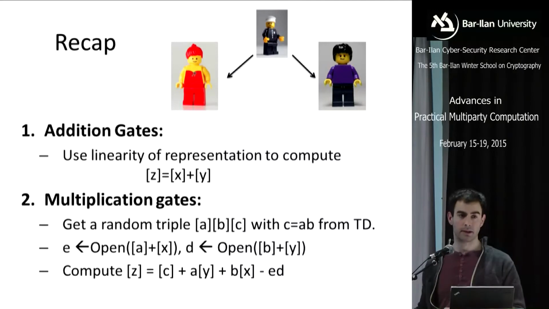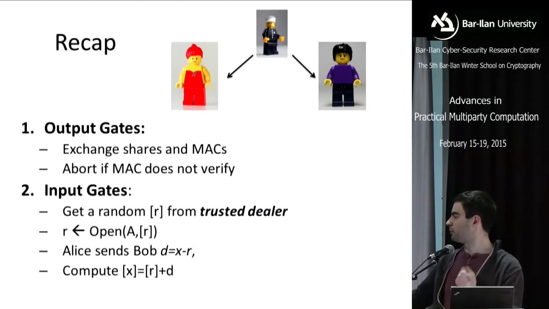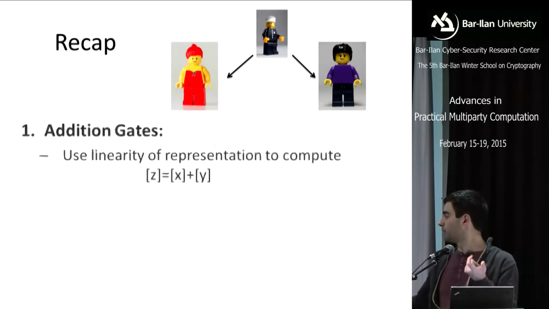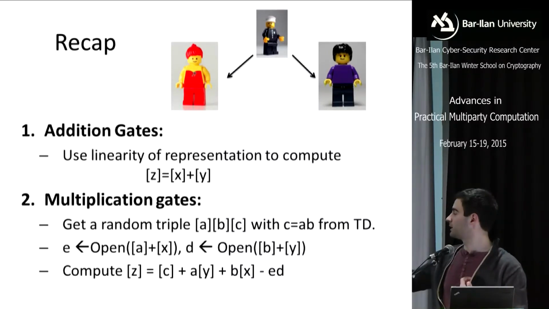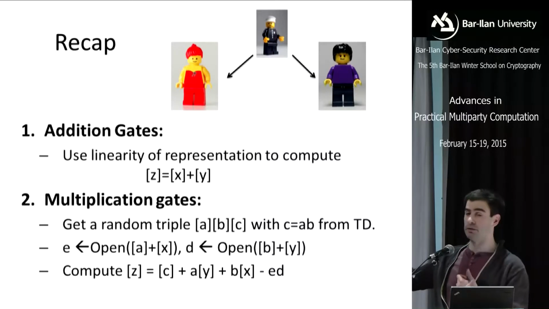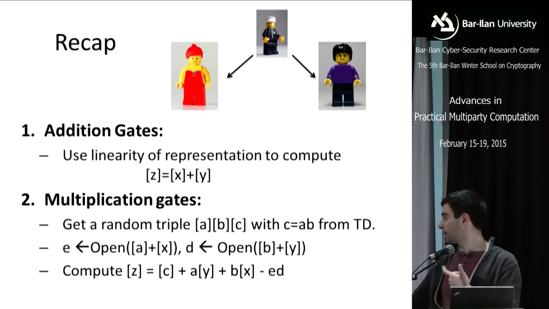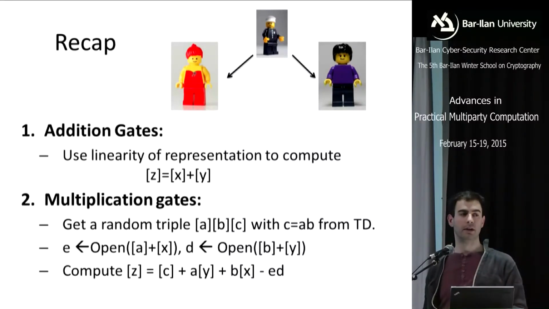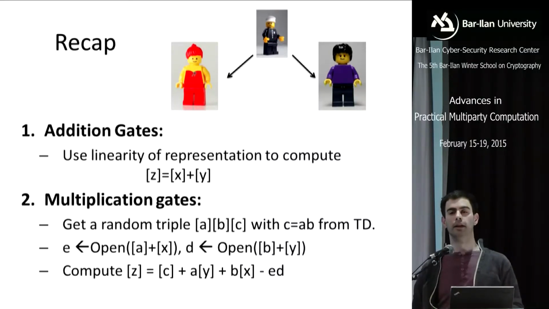So the question is, how many MACs do I need? So for each input gate, you need one random value with a MAC. And for each multiplication gate, you need a multiplication triple. And each multiplication triple contains MACs as well, right? So the number of objects you need to ask from the trusted dealer is one random value for each input gate and one random triple for each multiplication gate. And each of these contains MACs and keys, all using this global delta.